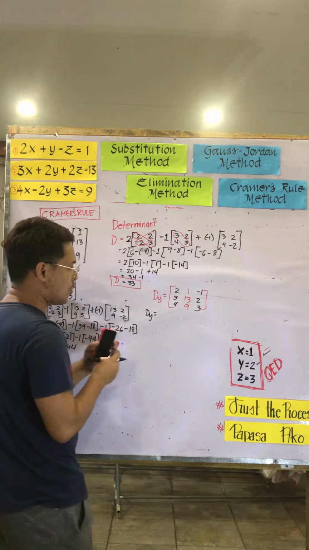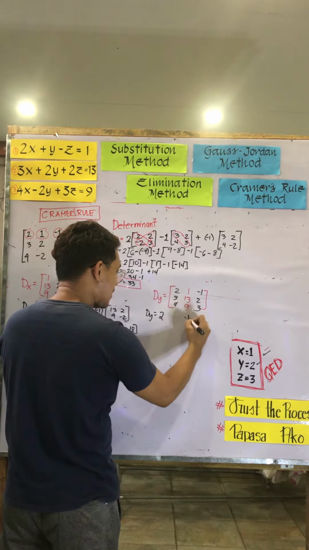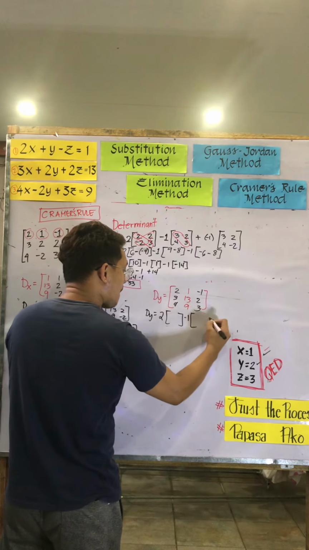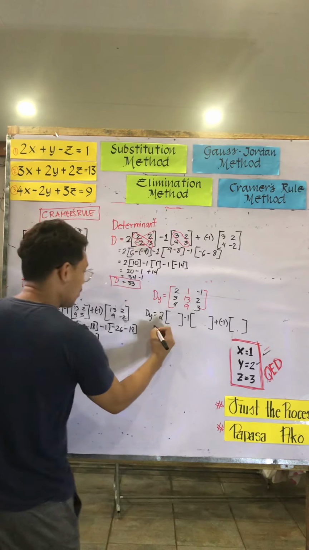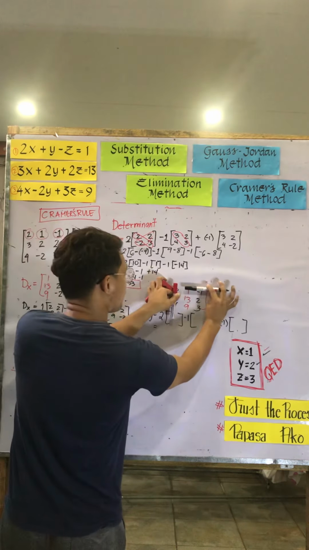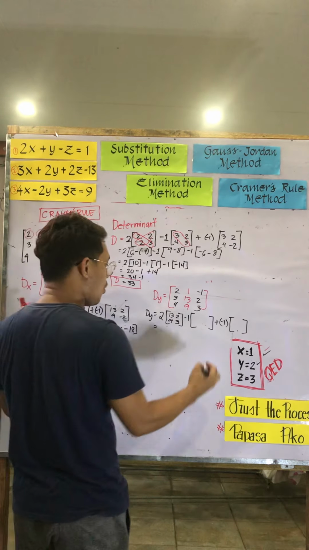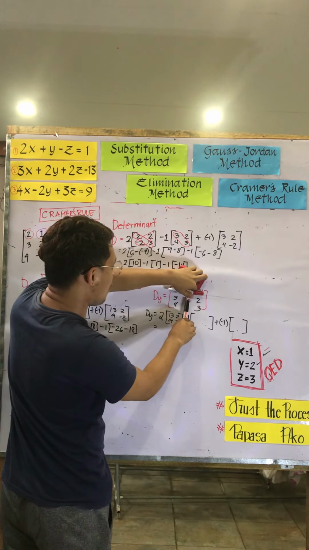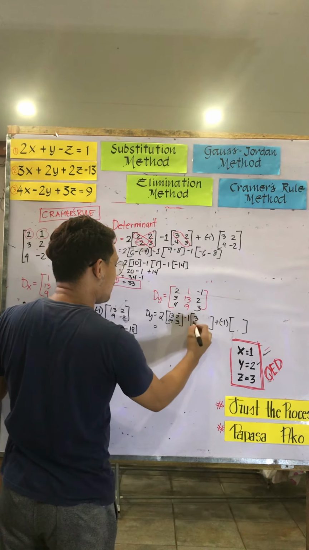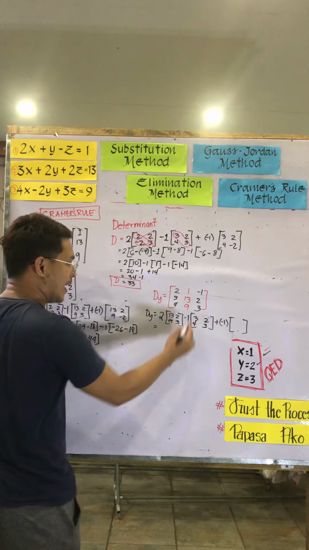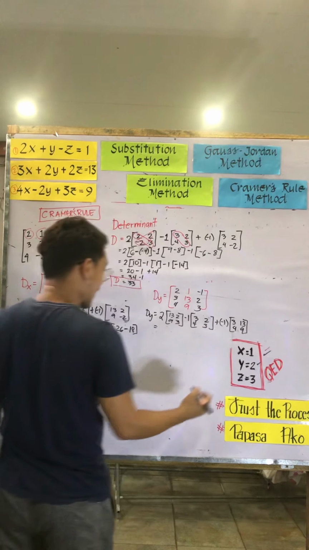That will be equal to 2 minus 1 plus negative 1. Then we have here, for 2 we have 13, 2, 9, 3. For 1 we have 3, 4, 2, 3. And for negative 1, we have 3, 13, 4, 9.